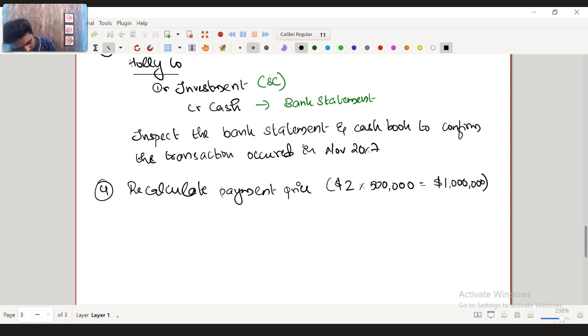And also we need to recalculate the transaction cost. What is your transaction cost? Your transaction cost is 1% of the purchase price. So 1% multiplied by $1 million. So that is equal to $100,000.